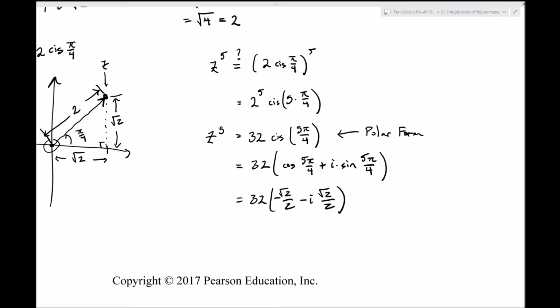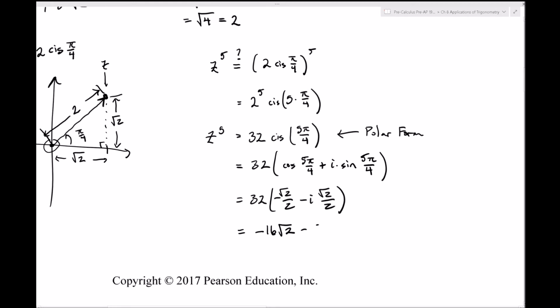Next step, last step, you distribute the 32. So that square root of 2 isn't going to be able to mix with the 32. You could just write them next to each other, but nothing is going to happen. It's the division by 2 in the denominators that will reduce with the 32. 32 divided by 2 reduces to 16. So that's going to be negative 16 square root of 2 minus i times 16 square root of 2.